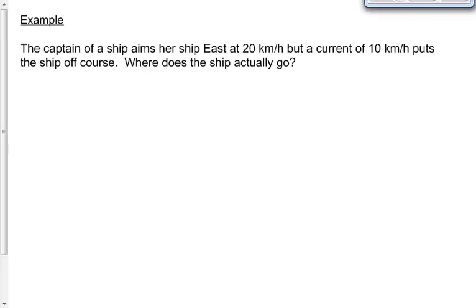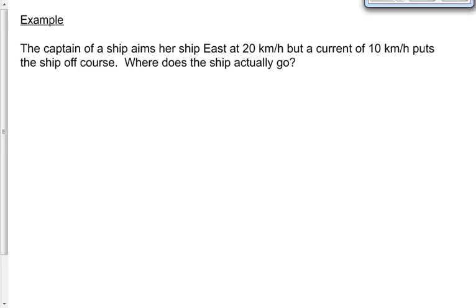Let's try another one. This one says, the captain of a ship aims her ship east at 20 kilometers per hour, but there's a current of 10 kilometers per hour that puts the ship off course. Where does the ship actually go? She aims her ship east at 20 kilometers per hour. Is that where she goes, or does that contribute to where she goes? Kenway, is that where she goes, or does that contribute to where she goes? Yeah, that contributes to where she goes. That helps her get to a certain place, but it's not where she ended up going.